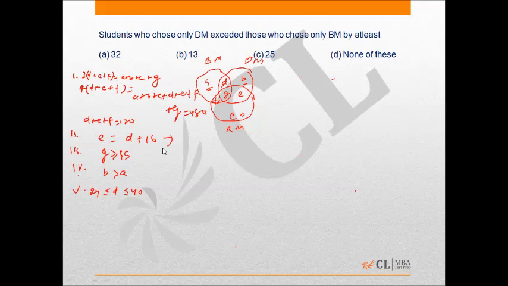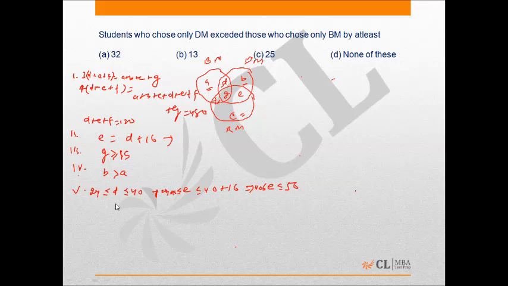And from 2 we know that E is 16 more than D, so we'll have E greater than or equal to 24 plus 16 and less than or equal to 40 plus 16. This gives us E lies between 40 and 56.